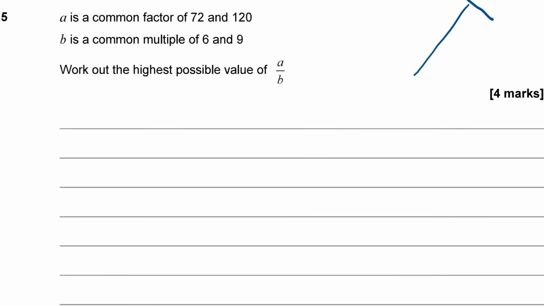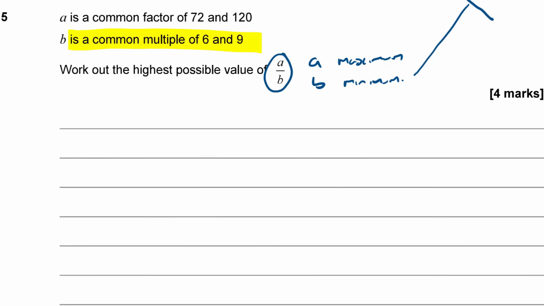A is a common factor of 72 and 120, and B is a common factor of 6 and 9. Work out the highest possible value of A over B. Okay, so this fraction is going to be its biggest when A is at its maximum value and B is at its minimum value, isn't it? You'll get a bigger number if you divide by a smaller denominator. So let's take B to start with. I think that one's going to be easier.